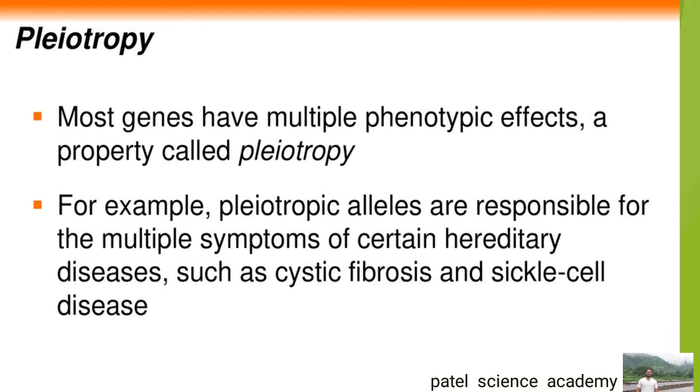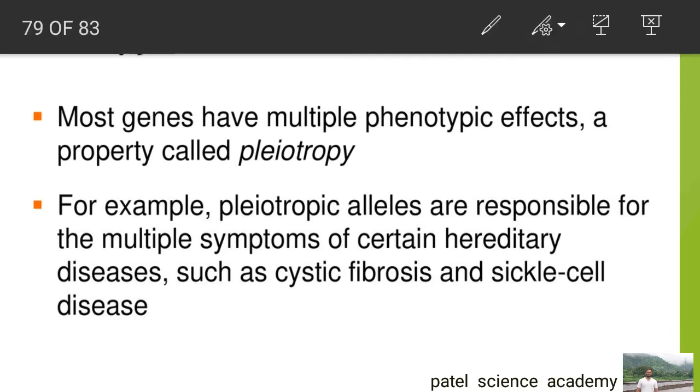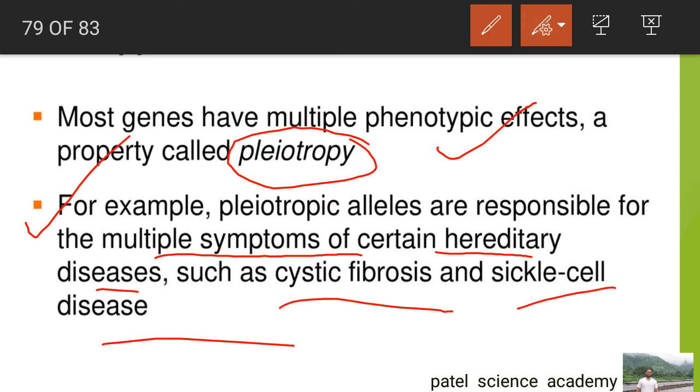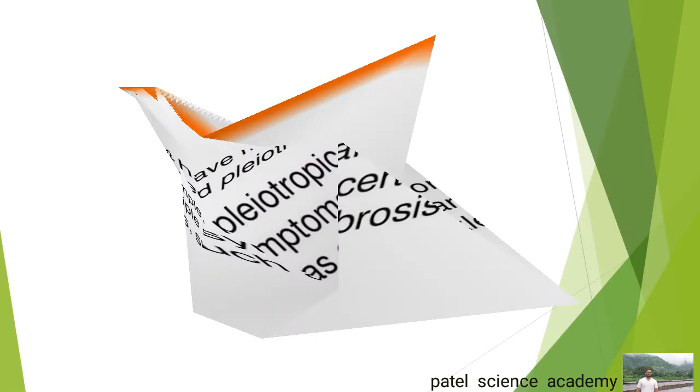Most genes that have multiple phenotypic effects, a property called pleiotropy, are called pleiotropic genes. As I told you, it is a gene which has multiple effects, or it controls two or more characters. For example, the pleiotropic alleles are responsible for the multiple symptoms of a certain hereditary character, such as, as I told you, cystic fibrosis and sickle cell disease. So we'll see all these diseases.